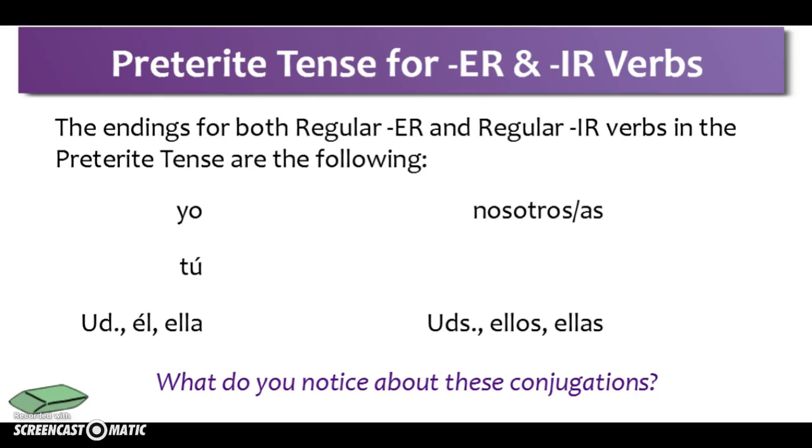So you take a shot. What are our endings again? For yo, very good, í with an accent. For tú, iste; usted, él, and ella, ió; nosotros and nosotras, imos; and ustedes, ellos, and ellas, ieron. Well done.